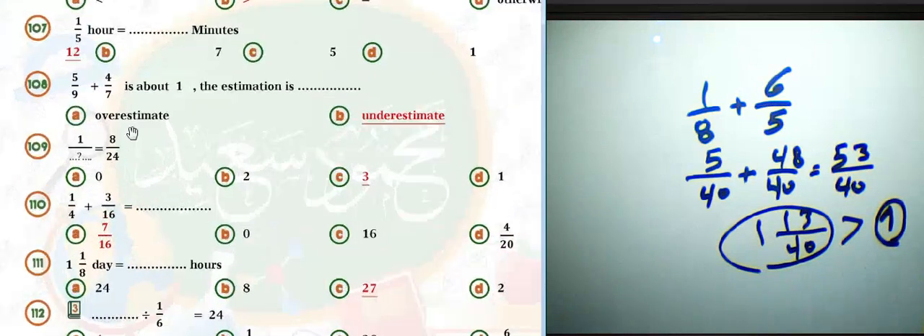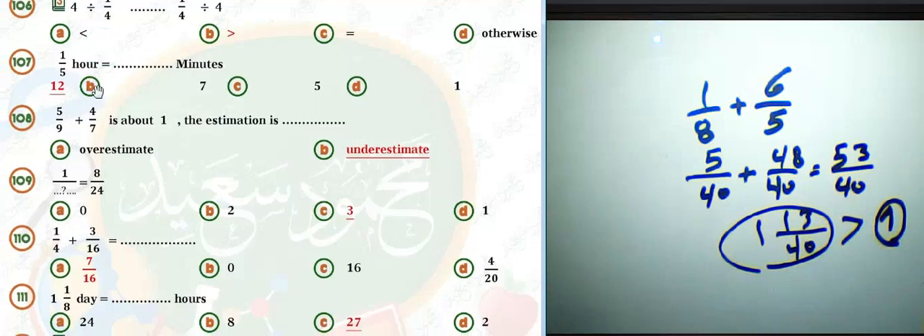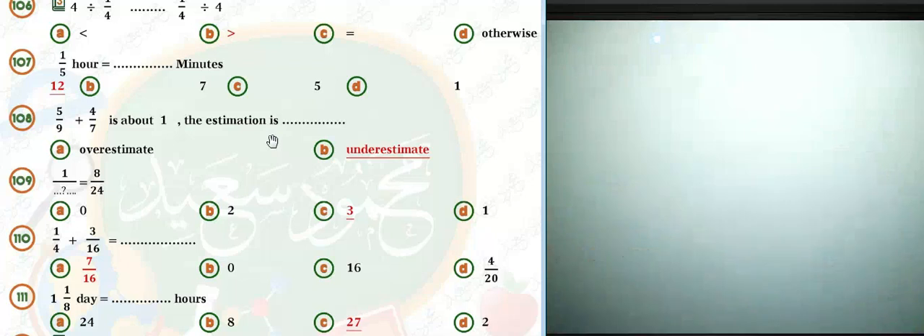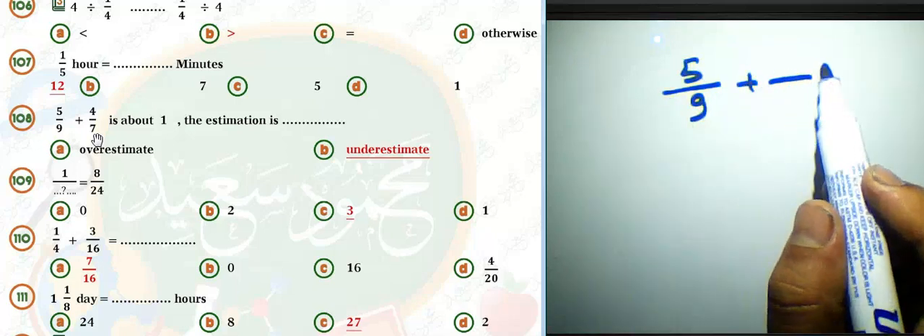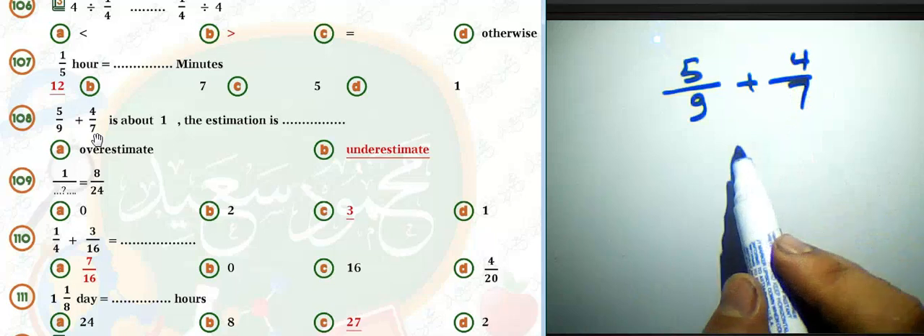Question 107. One-fifth hour equals how many minutes? We can find the number of minutes by division. We know 1 hour equals 60 minutes. 60 divided by 5 equals 12. 5 over 9 plus 4 over 7 is about 1. Is the estimation here an underestimate or overestimate? We must convert this number to the simplest form or find the actual number, 5 over 9 plus 4 over 7.